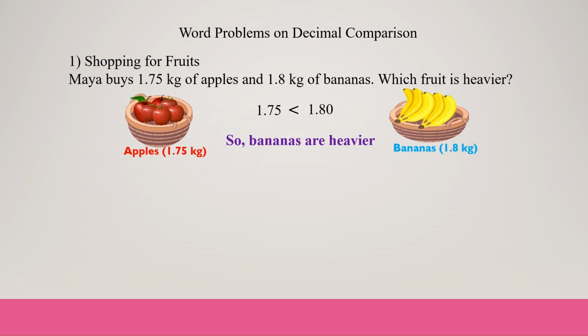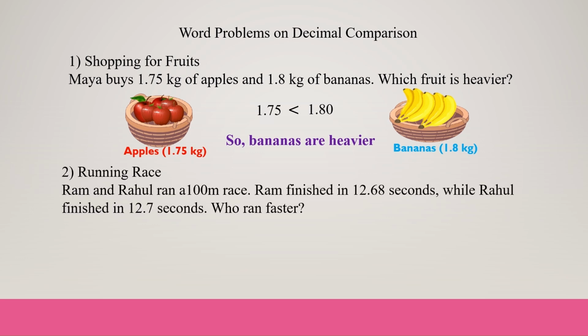Now in the next question, running race. Ram and Rahul ran a 100-meter race. Ram finished in 12.68 seconds while Rahul finished in 12.7 seconds. Who ran faster? The one who takes less time is the one who is the winner. Make 12.7 as 12.70 and let us see their race.